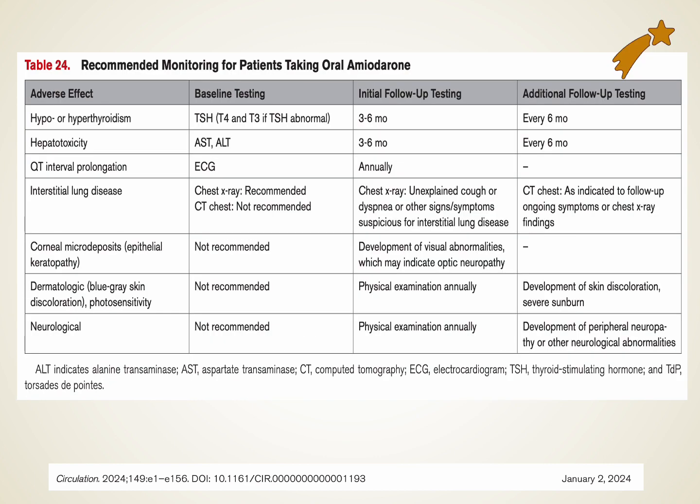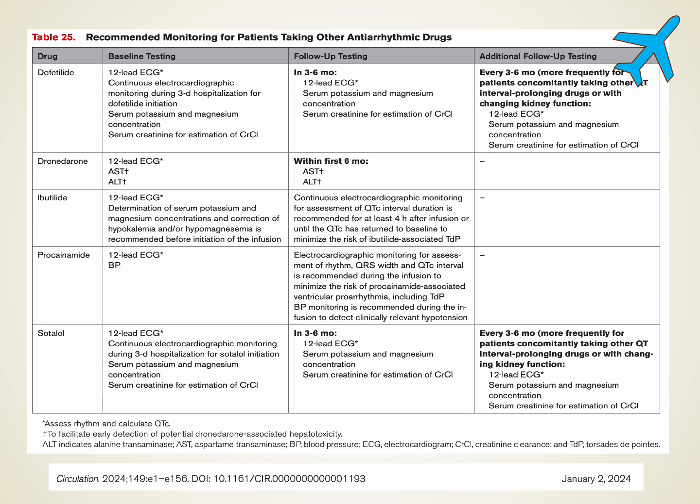So the recommendation for monitoring patients who are on oral amiodarone, the frequency of monitoring is listed here, particularly focusing on thyroid function, on liver function tests, and QT prolongation risk, as well as keeping an eye on potential pulmonary complications, which are not infrequent with amiodarone therapy. There are recommendations for the other antiarrhythmic drugs as well, because we don't see them as often. I don't think that's necessarily a focus for you now.